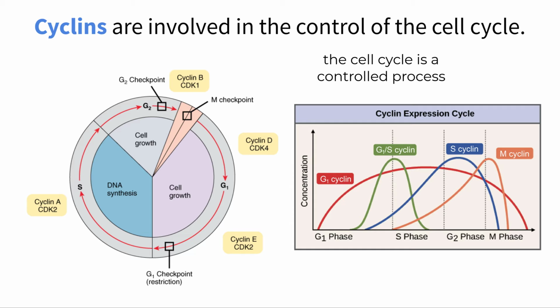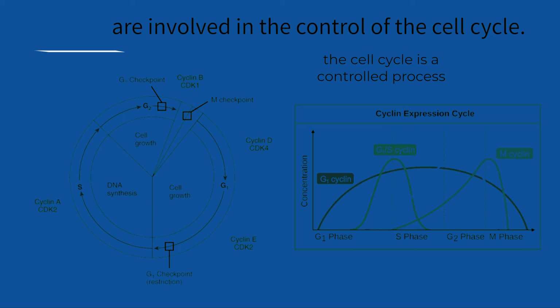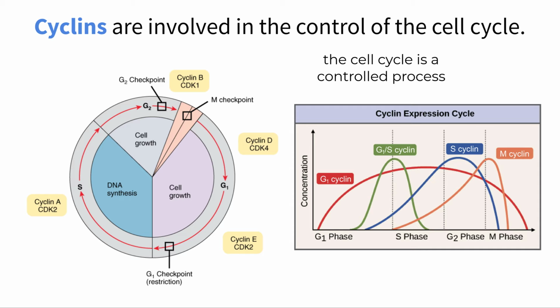The body controls this process by using cyclins, which are special types of proteins that inform the cell when to move to the next phase, or to not move on at all. The basic gist of this is that these cyclin proteins, when they are created, will bond to another molecule called a CDK, or cyclin-dependent kinase.